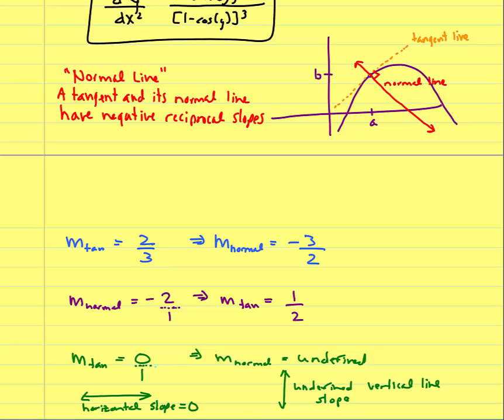So this is an important connection to remember. And again, normal kind of goes after that idea of perpendicular, but it's perpendicular to the tangent line at a particular point, in this case (a, b).